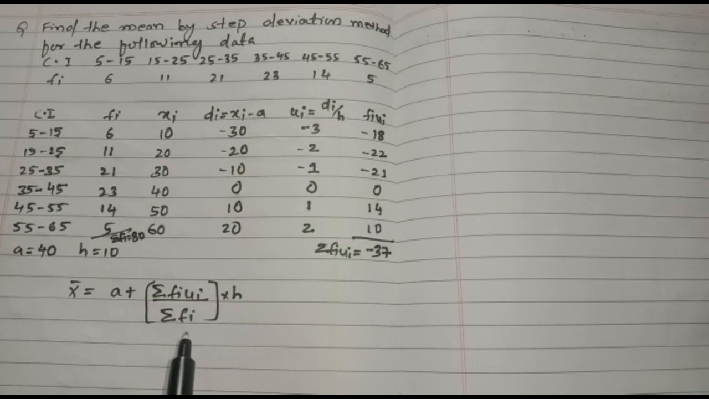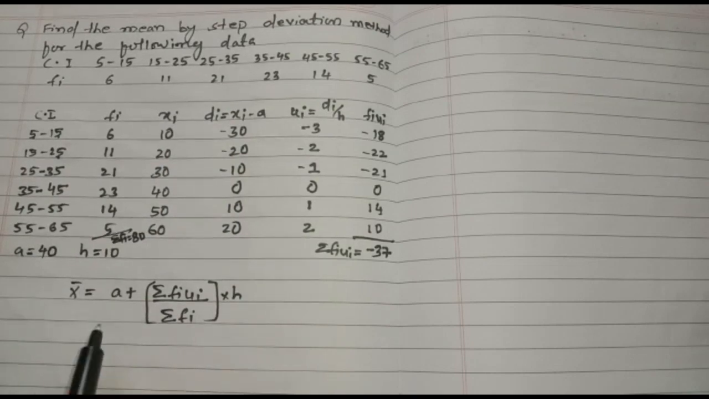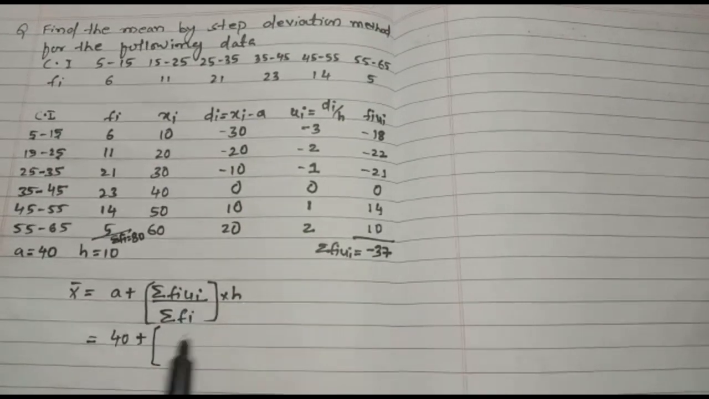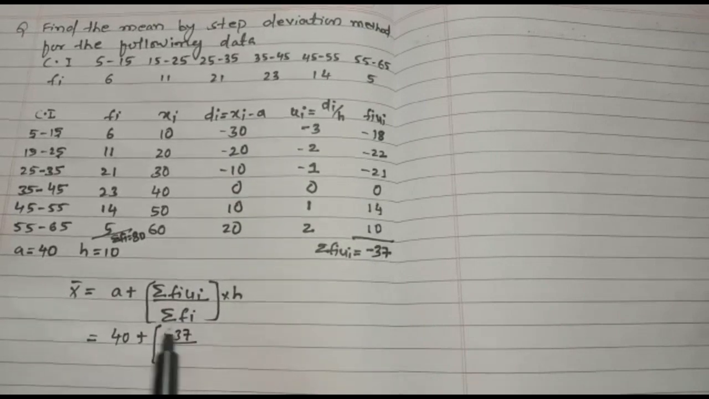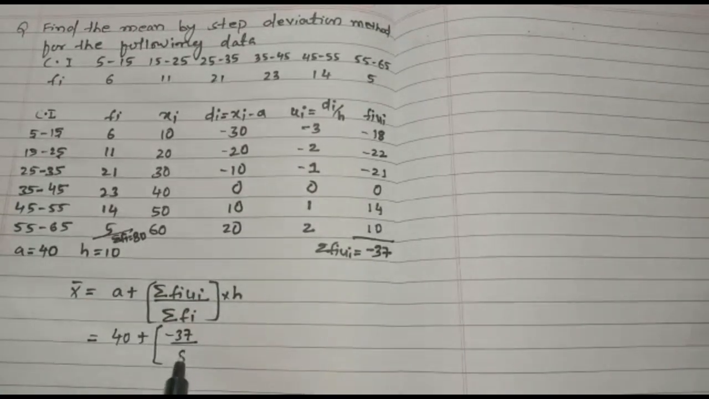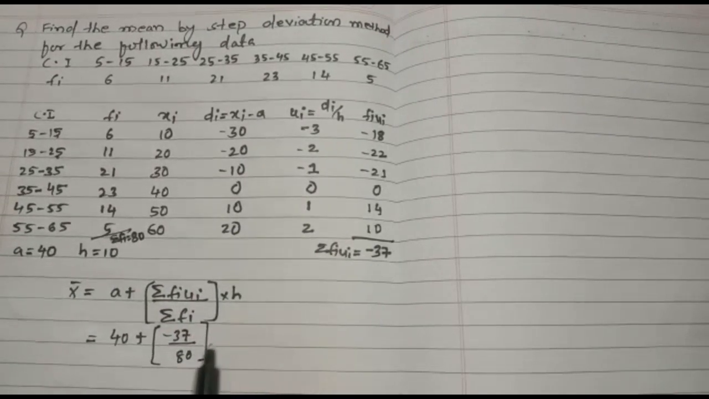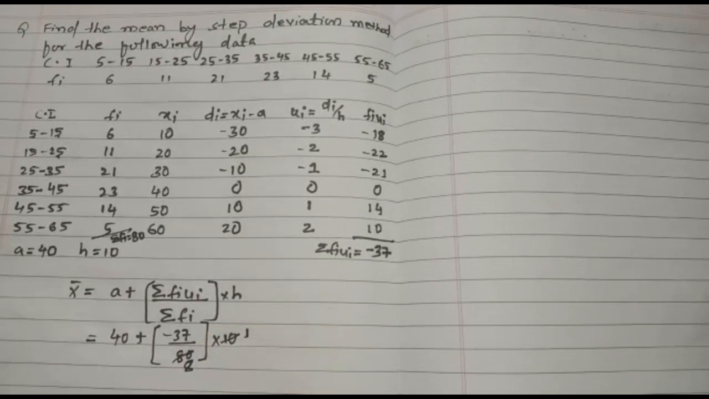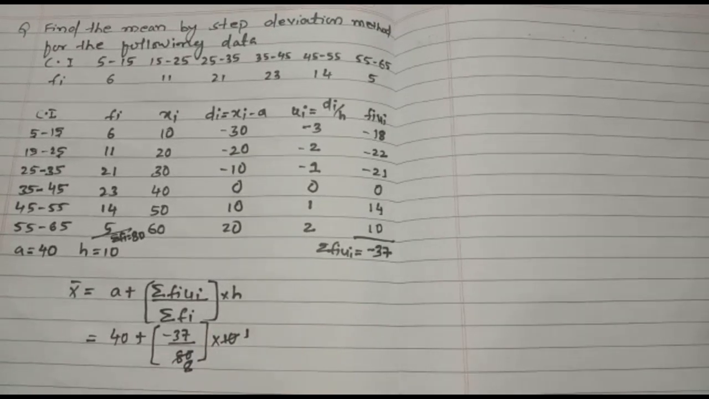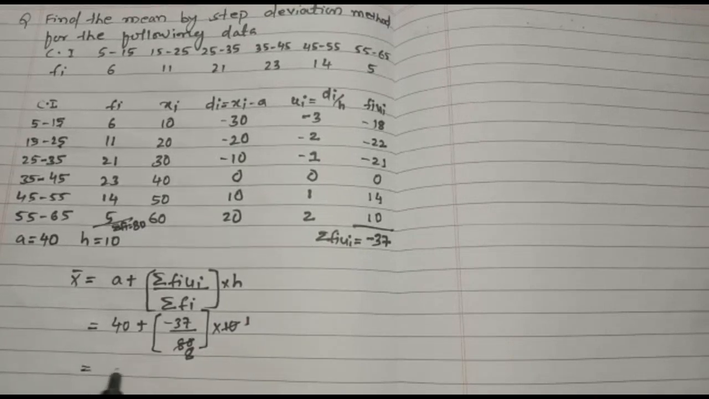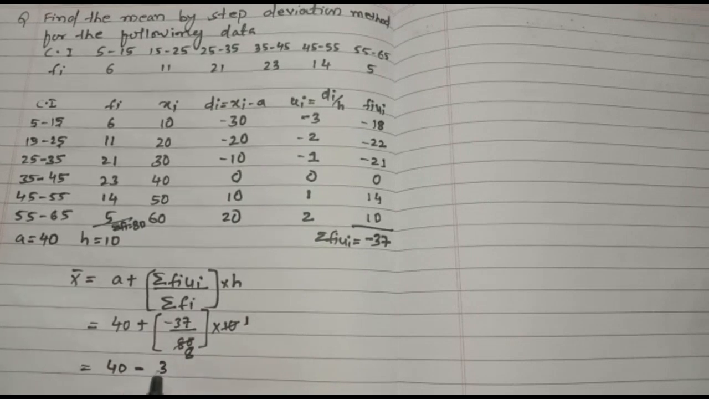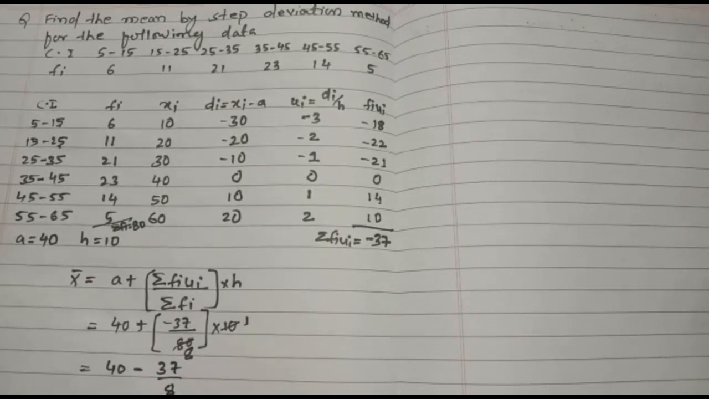Now let's substitute all the values. A is how much? 40. Then plus sum of fi into ui is minus 37 divided by sum of fi is 80 into h. H is how much? 10. Now we can divide it. 10 ones are 10, 10 eights are 80. Now this is 40. Plus into minus is minus. Here remaining is 37 divided by 8.